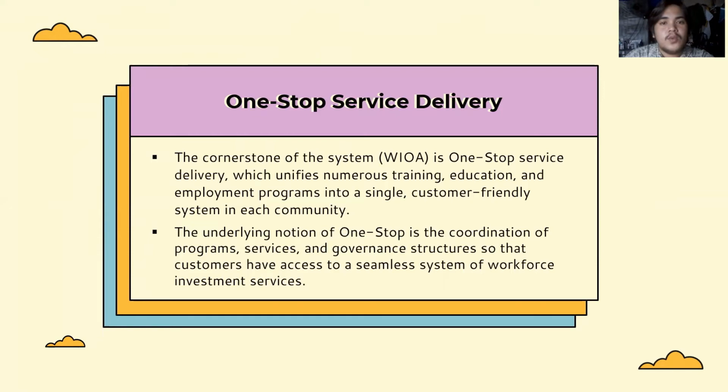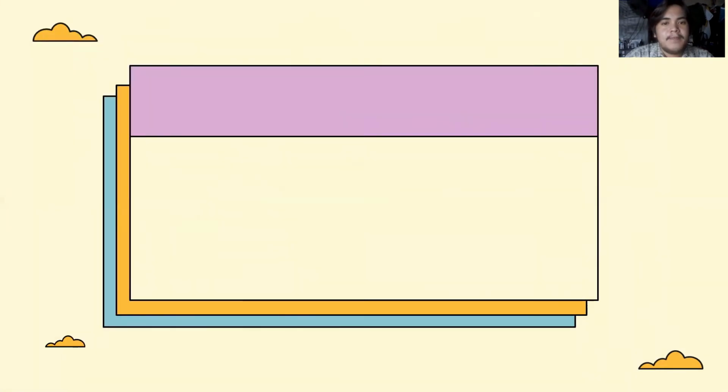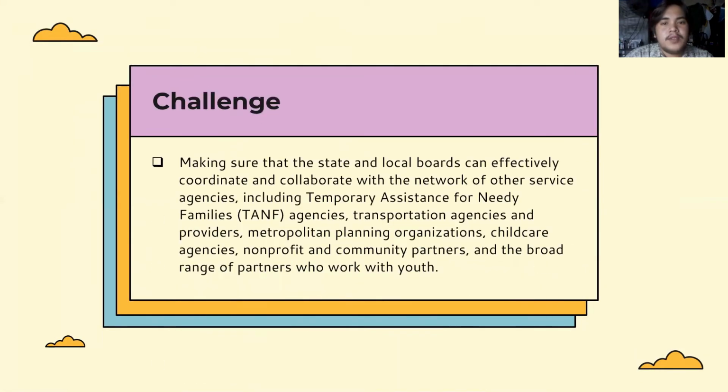which is to make sure that the state and local boards can effectively coordinate and collaborate with a network of other service agencies, including Temporary Assistance for Needy Families, or TANF, agencies, transportation agencies and providers, metropolitan planning organizations, childcare agencies, nonprofit and community partners, and the broad range of partners who work with youth.